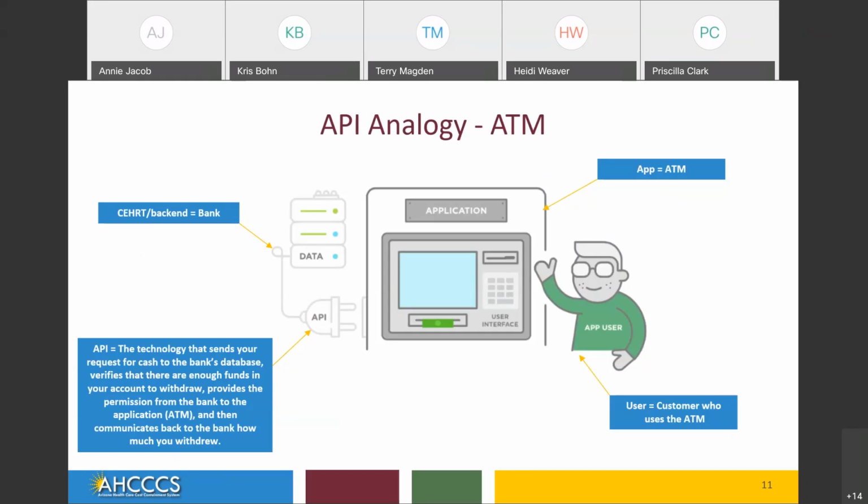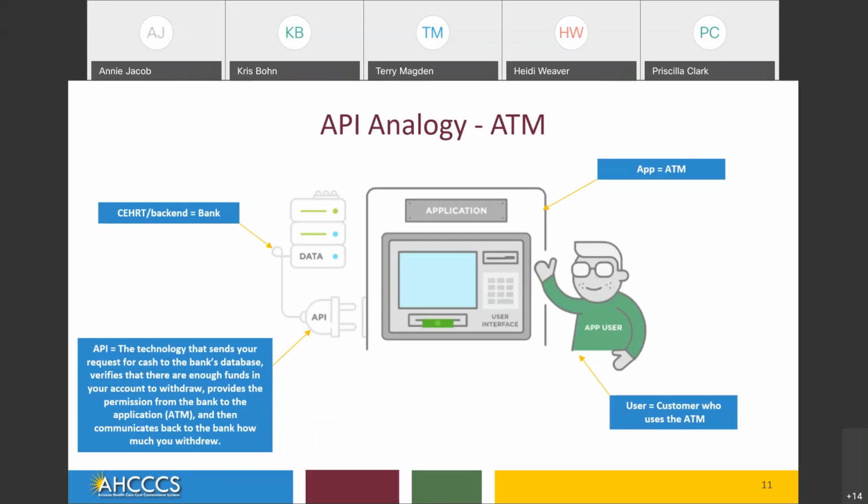The amount of money in the account determines what the customer can withdraw, similarly to how the health data in the app determines what the app user can access. In the bottom left-hand corner, you can see that the cord, the API, as shown in the picture, is the cord connecting the ATM to the bank. The cord represents the technology that sends the request for cash to the bank's database, verifies that there are enough funds in the account to withdraw, provides the permission from the bank to the ATM, and then communicates back to the bank how much was withdrawn.